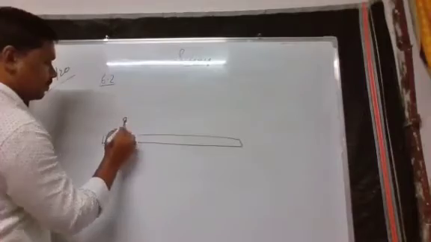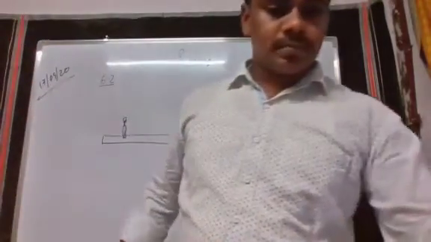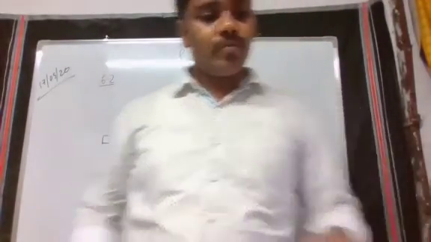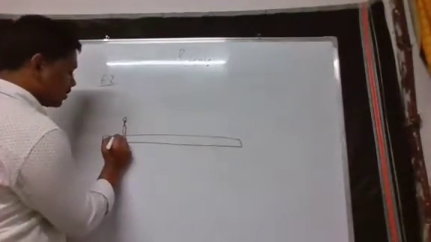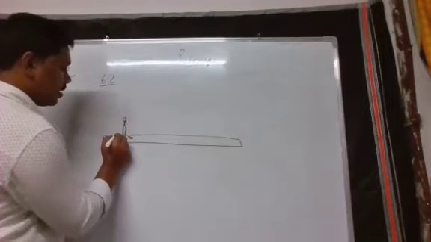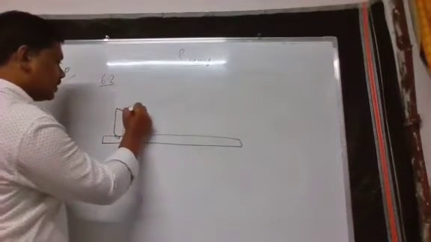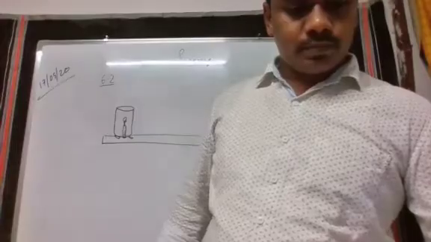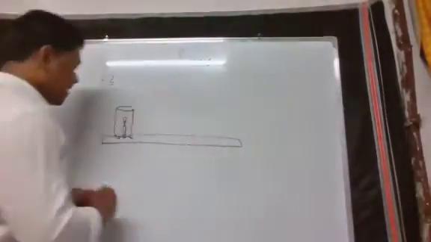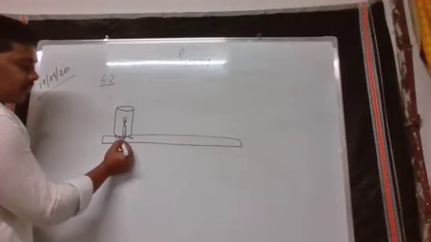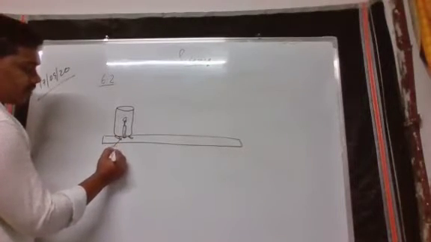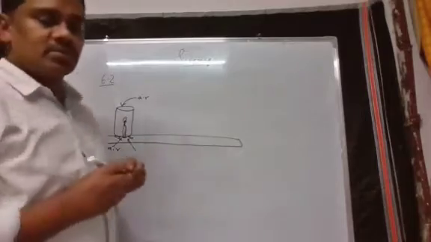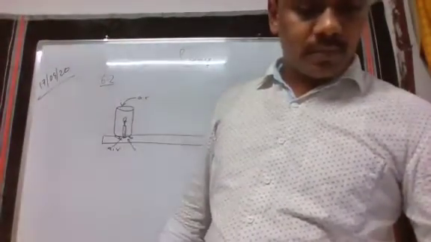And what we have to do? Put a glass chimney over the candle and rest it on a few wooden blocks. We have to put some wooden blocks over here and one chimney over it like this. Then what happens? The air can enter from here and also here. We have to observe what happens to the flame.